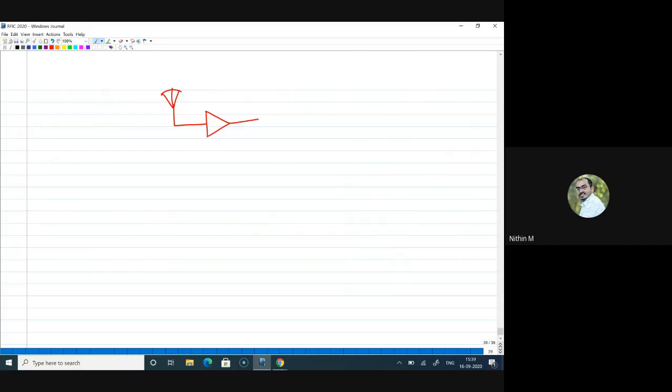a receiver cannot receive a single signal. Say if this is a desired signal, we cannot design a receiver to select only this signal. Now why am I saying that we cannot do that? We can do that only if we have a proper filter, as Nagaraj suggested. Yes, if we have a proper filter with a very good cutoff frequency, we can do that.